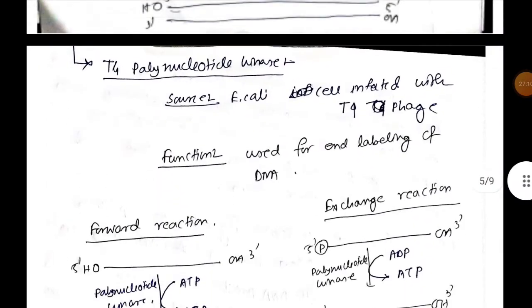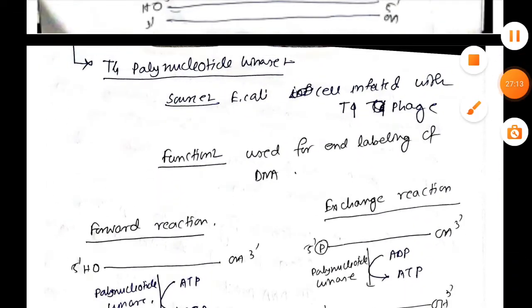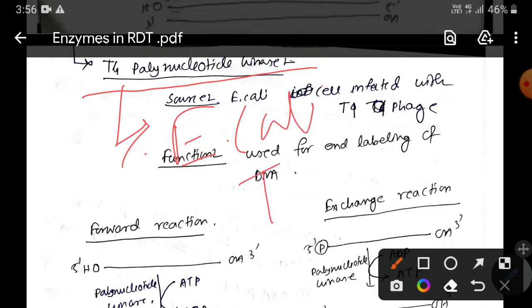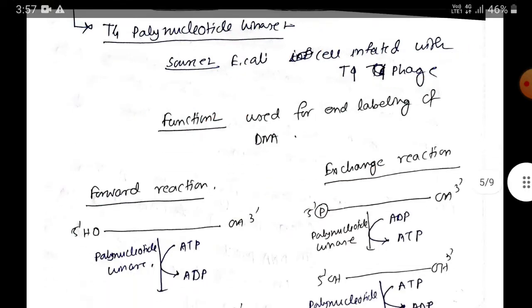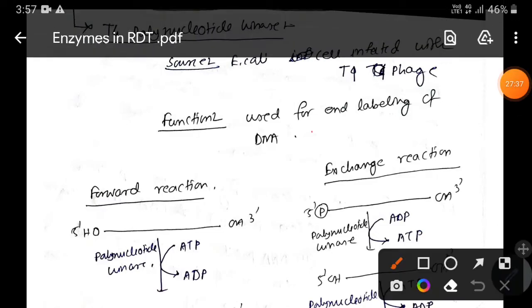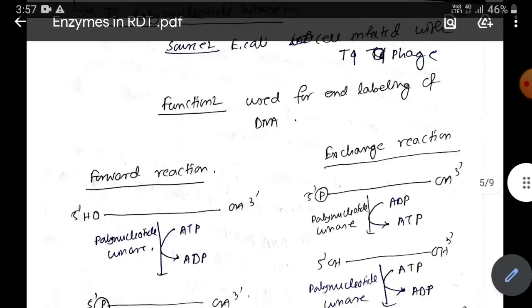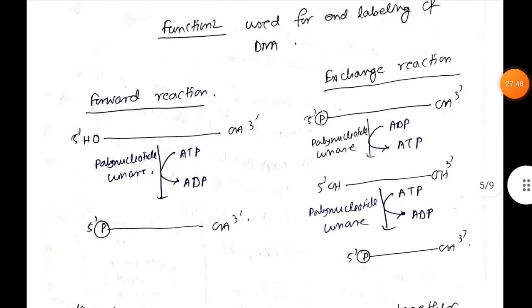Okay, so now let's come to the T4 polynucleotide kinase. We have also discussed this at the start of the class. So T4 polynucleotide kinase is isolated from E. coli infected with T4 phage. As I have told you, it is used for end labeling of DNA, or to say this more specifically, it is the 5' end labeling of DNA technique. It can be performed by both forward reaction and exchange reaction.